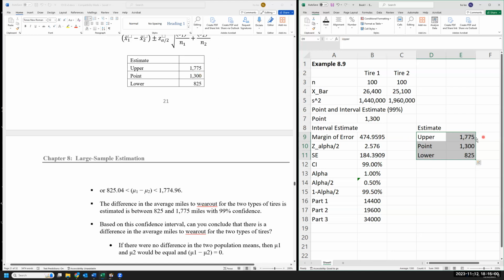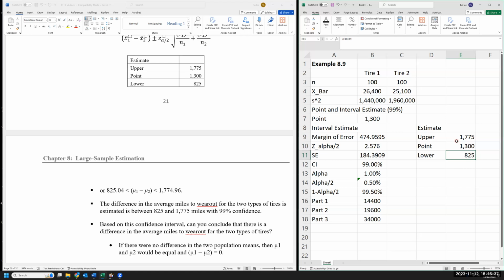So we have the same answer. This means the difference in the wear rate for tire 1 minus tire 2 is between, I don't know, 800 miles to 1,775 miles with an average of 1,300 miles. That means with 99% certainty, we could say tire 1 generally lasts longer than tire 2. Okay, tire 1 will last longer than tire 2.